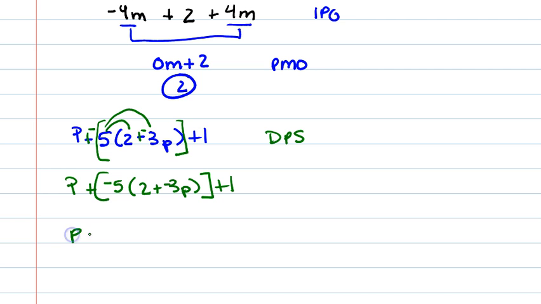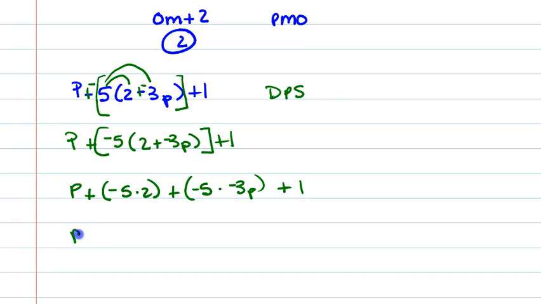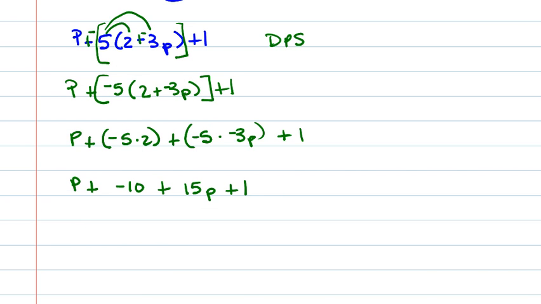This will give me p plus negative 5 times 2 plus negative 5 times negative 3p plus 1. P plus a negative and a positive make a negative, so negative 10, plus 2 negatives make a positive, so 15p plus 1. Now I've got an expression that I can simplify because I have all addition and I have some like terms.